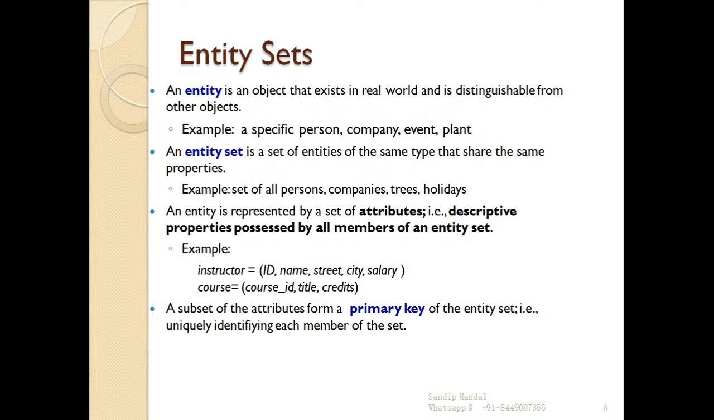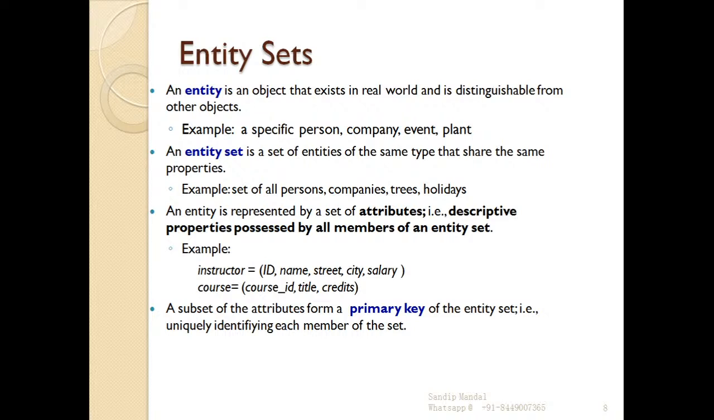For example, if I consider a person, in your department the number of teachers is, for example, some total. So what is the unique feature of a teacher? With the same name, two teachers can exist. With the same height, two teachers can exist. With the same complexion, two teachers can exist. With the same salary range, two teachers can exist. So what is the identifiable object?